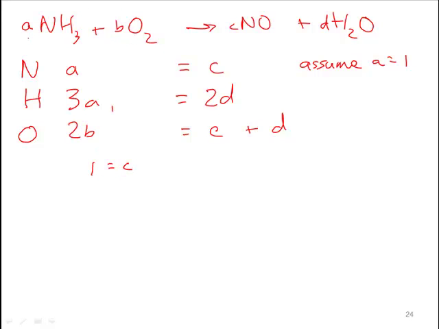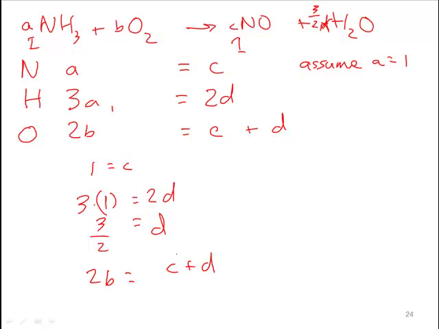So my first coefficient over here I'm going to put as a 1. This is a 1 as well, based on my math. Then if A equals 1, 3 times 1 equals 2D. Doing some simple algebra, 3 halves equals D. There's my D, it's 3 halves. Then the last one, I've got to find out what B is. 2B equals C plus D. C is currently 1, D is 3 halves. What is that, 5 halves? 5 halves equals 2B. And then B equals 5/4.